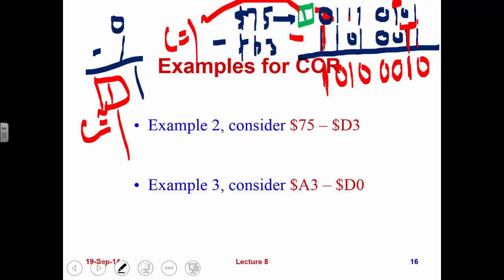So now, if you check our value here, what is our value? Our value becomes 1 0 1 0 0 0 1 0, which is A2. 1 0 1 0 is A, and this is 2.